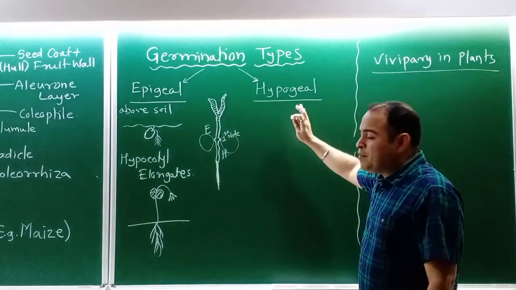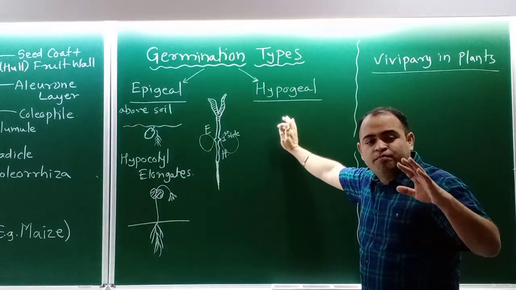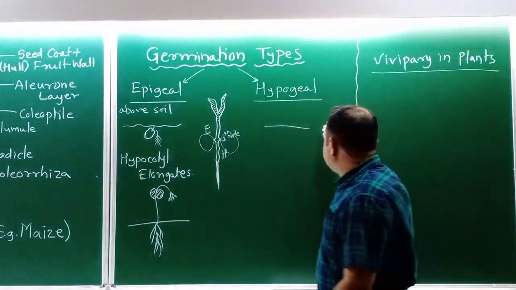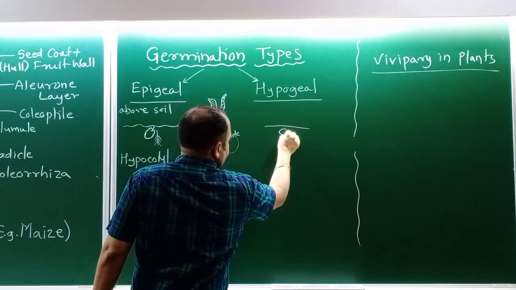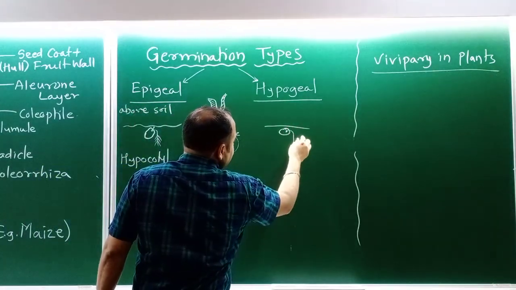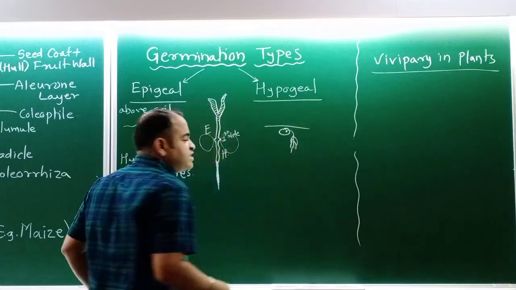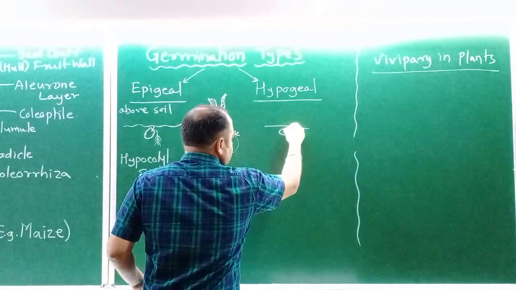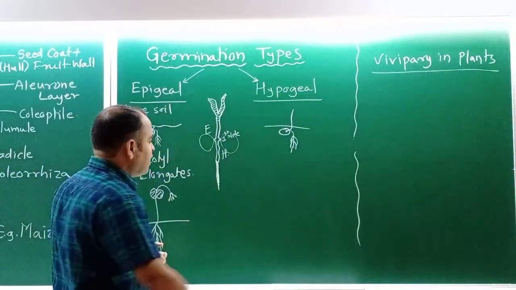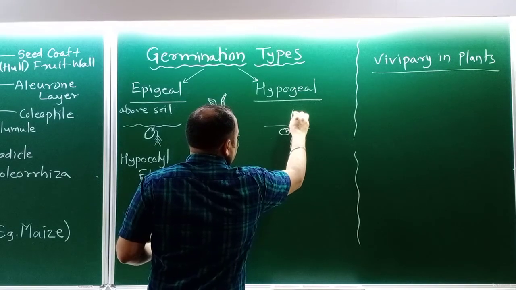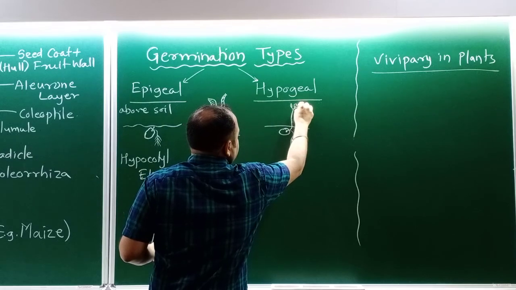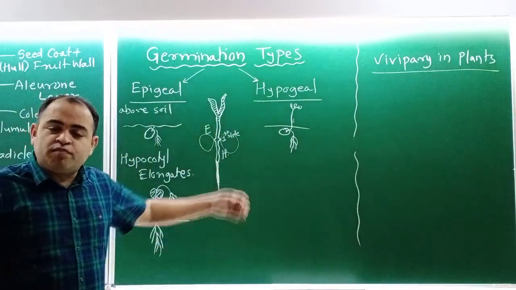Let us think about hypogeal type of germination. Hypo means below, geal means soil level. Once again, I draw a typical soil layer, a typical seed. Now the root system will establish itself. Then plumule will start growing, and then not immediately, but somewhere here you can expect a leaf formation, and this is how the plant will grow.